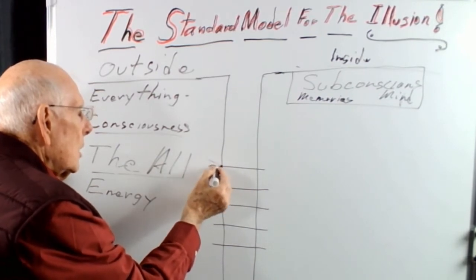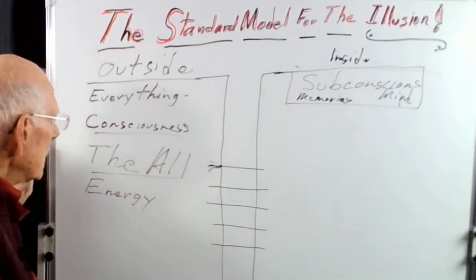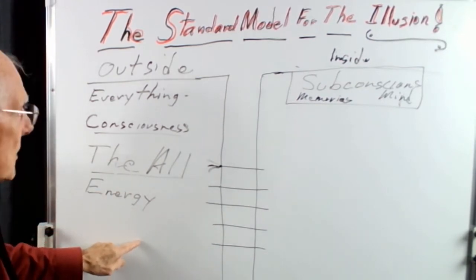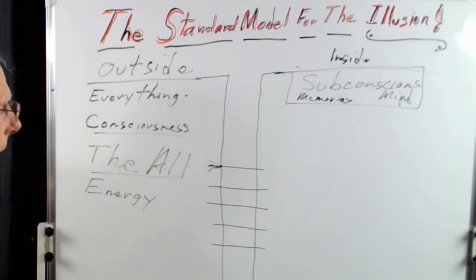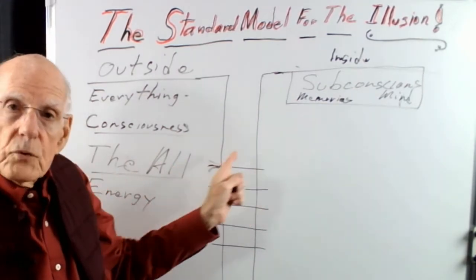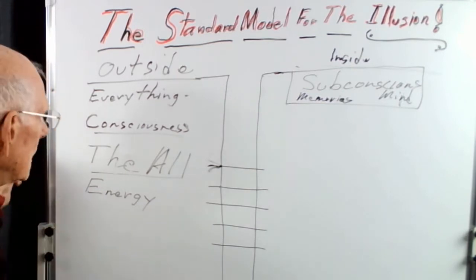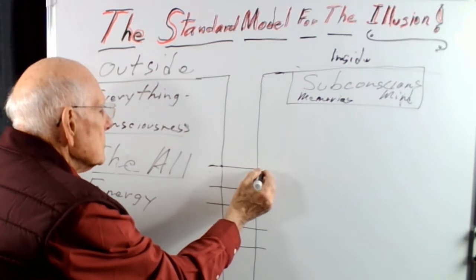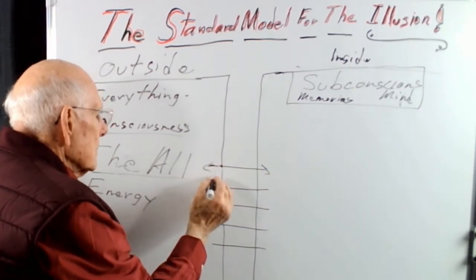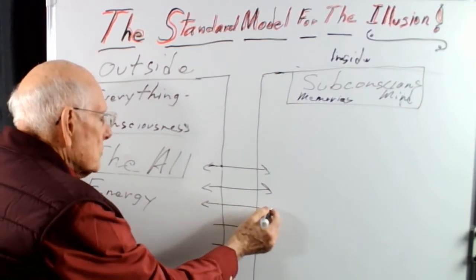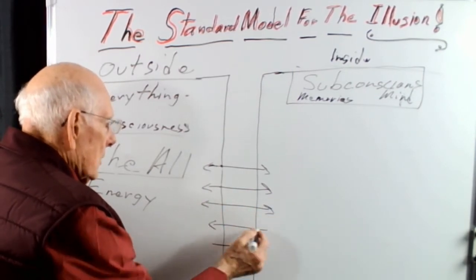We communicate with the outside everything, and it communicates with us on the inside through our senses. So everything is outside of us. Everything flows. I'm going to draw arrows on both sides just to represent that we communicate.